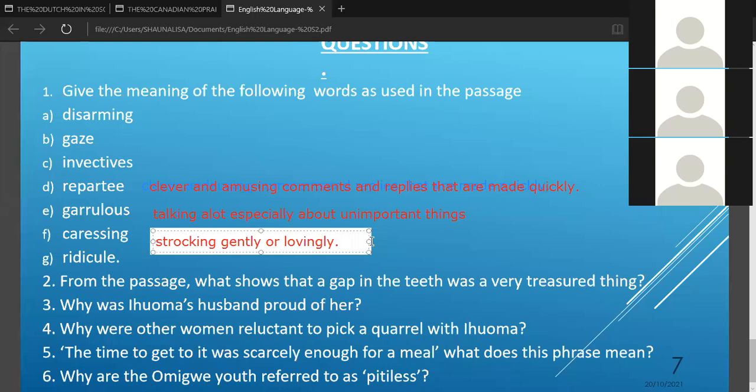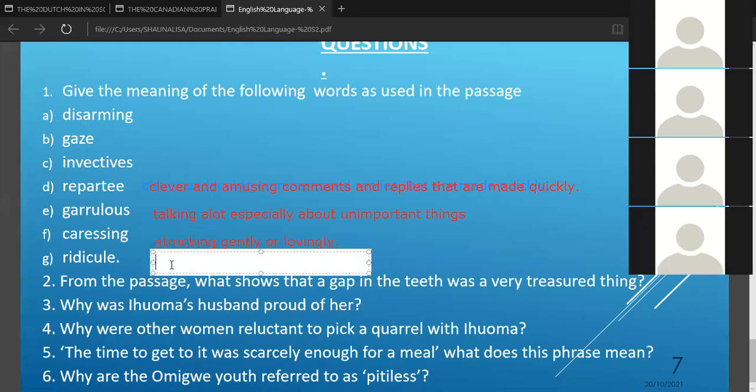Then ridicule. To mock someone. Make fun of somebody. To subject someone to dismissive language.